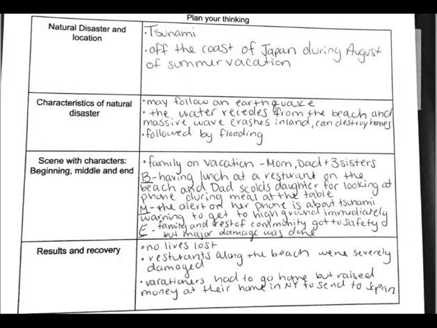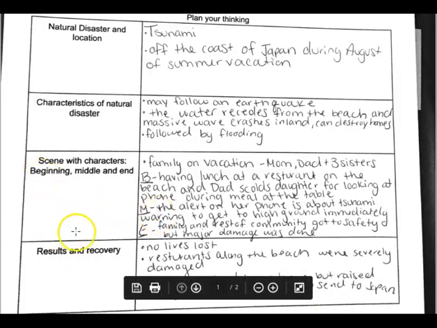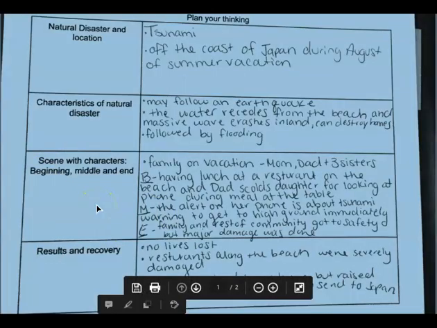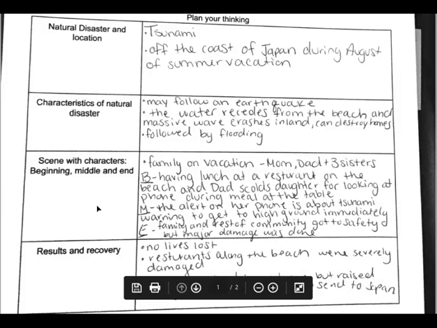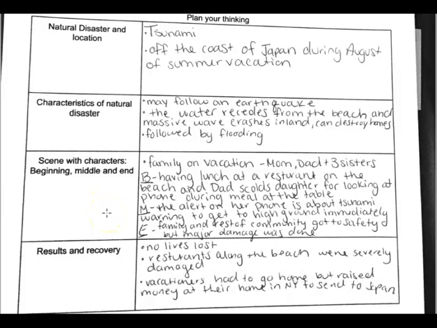So then I used BME for beginning, middle, and end. Very familiar with that, of course. So, beginning, they were having lunch in a restaurant on the beach, and Dad scolds one of the daughters for looking at her phone during a meal at the table. The middle, the alert on her phone was actually about a tsunami warning to get to high ground immediately. And then the end, the family and rest of the community got to safety, but major damage was done. So again, just kind of that skeleton of how it's going to look, just planning it out.